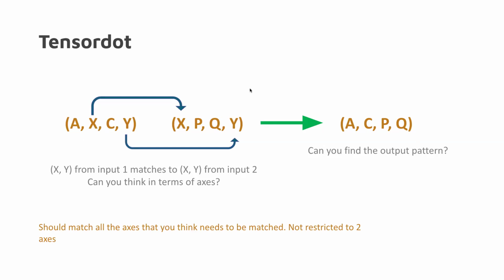When you are considering the output, the shape would eliminate all the dimensions where you have a similar shape. So the output would essentially have a shape of a comma c comma p comma q, essentially in the same order.